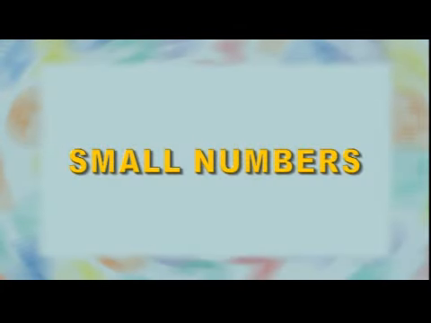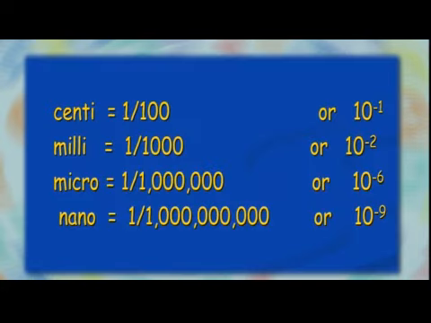Now we will see about small numbers. We know the length of 1 meter. In comparison, 1 millimeter is equal to 1 by 1000 meter which is equal to 1 by 1 lakh kilometer. You know that 1 by 1 lakh of a millimeter is known as a nanometer, which is equal to 1 by 1 billion of a meter.